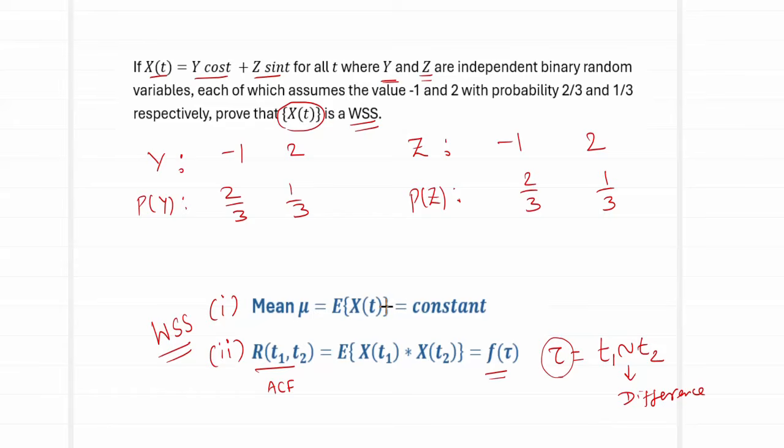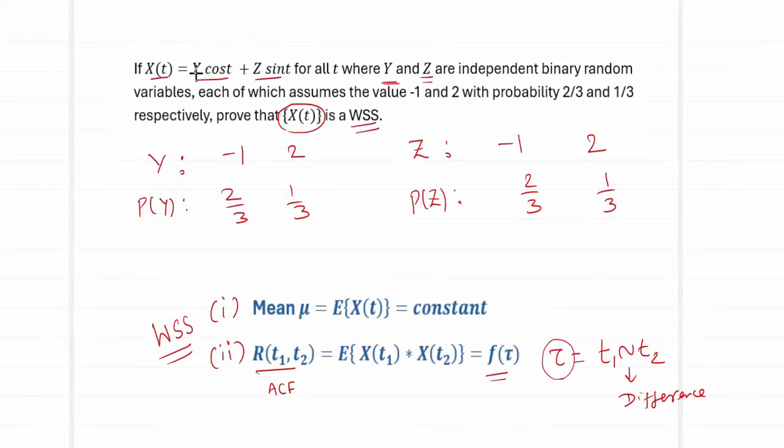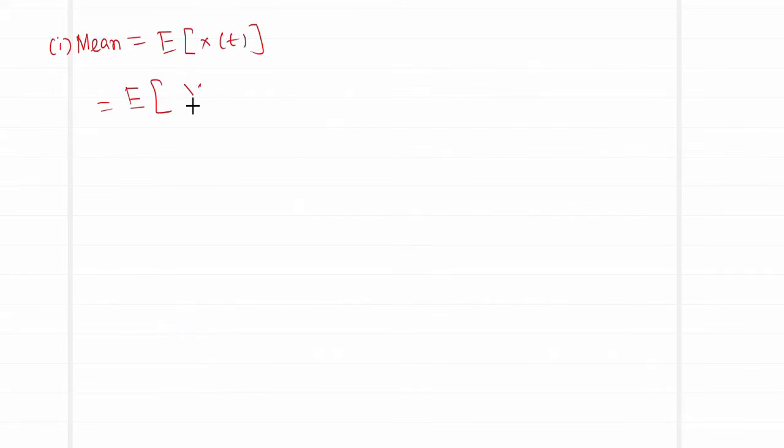So we will begin with the first condition. What is our first condition? We will try to show that the mean is a constant. How to compute the mean? Mean is nothing but the expected value of X(t). So this is the expected value of what has been given about X(t). Our X(t) has been given as Y cos t plus Z sin t. So you refill this as Y cos t plus Z sin t. So this is my input.